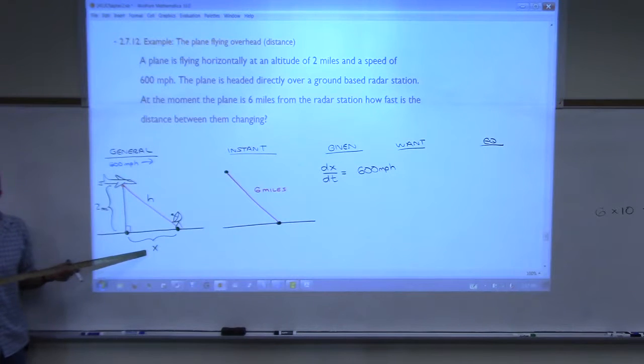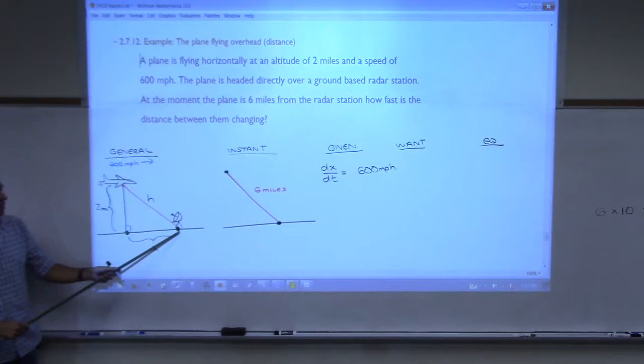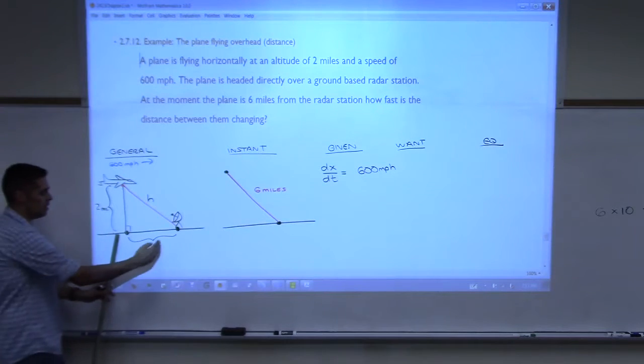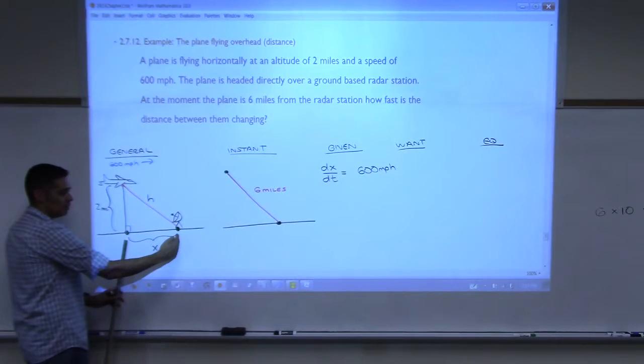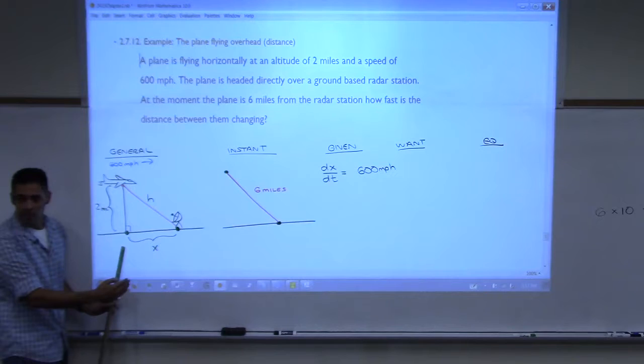Is x growing or shrinking in your picture? Well, if it's over here and it's going this way, it's going in a positive direction. That's not this distance, relative to the ground station. Does this length get bigger or smaller? If x is getting smaller, then that means the rate at which x is changing is negative. That's what I was saying.